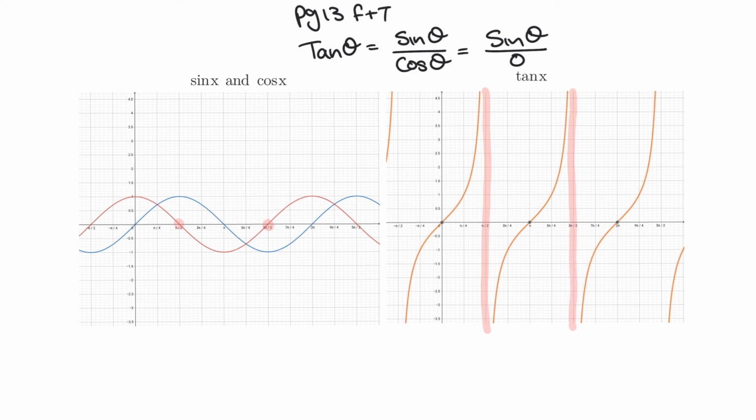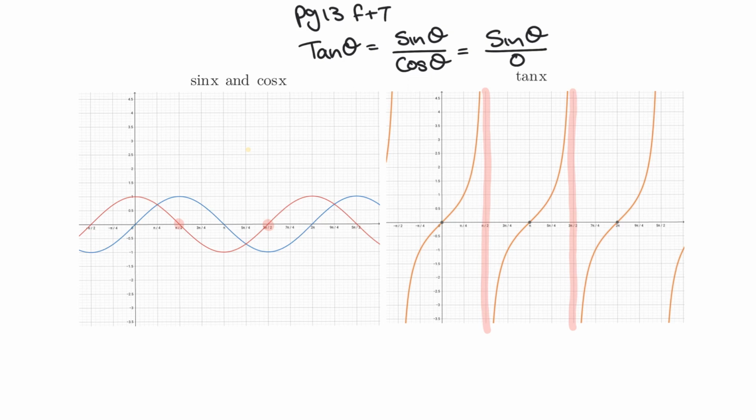And we call these vertical asymptotes. An asymptote is a line on the graph where the graph will approach that line, but will never, ever, ever reach that line. So the tan graph is trying to approach pi over 2 and 3 pi over 2, but it cannot exist at pi over 2 or 3 pi over 2 because tan of theta is undefined at those points.